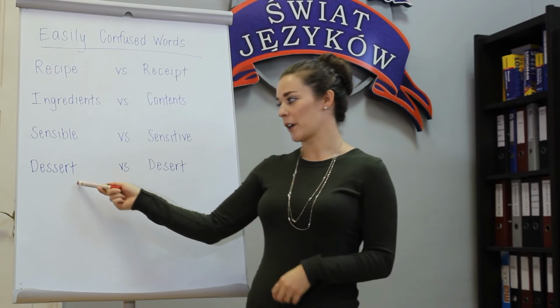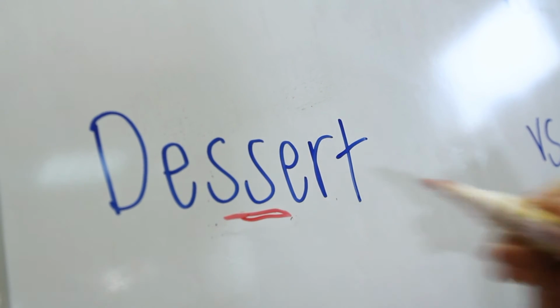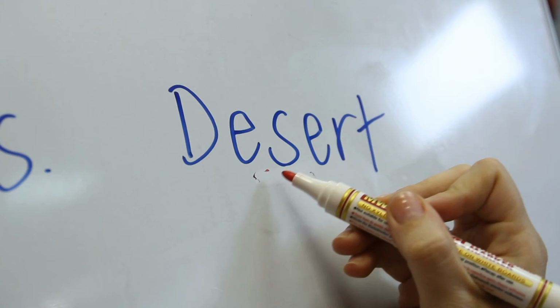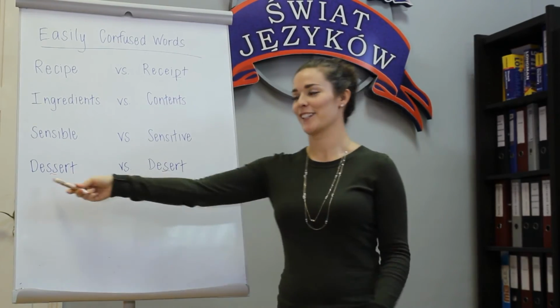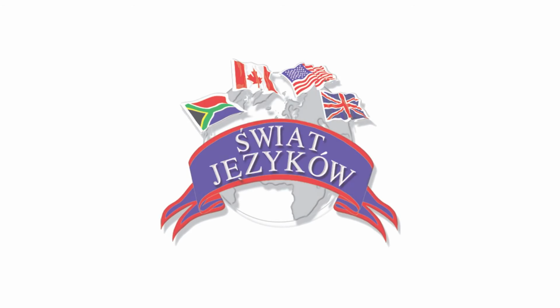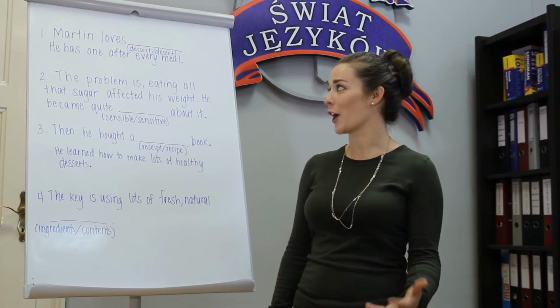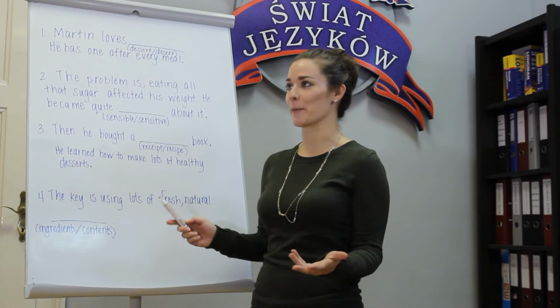When we're talking about the word dessert, we want to put the stress on the second S, so dessert. Whereas with desert, we want to put the stress on the first syllable, so desert. So desert, dessert. Now that we understand the difference between all of our words, let's try and use them in context. Follow along with me as we go through these sentences and help me fill in the blank.